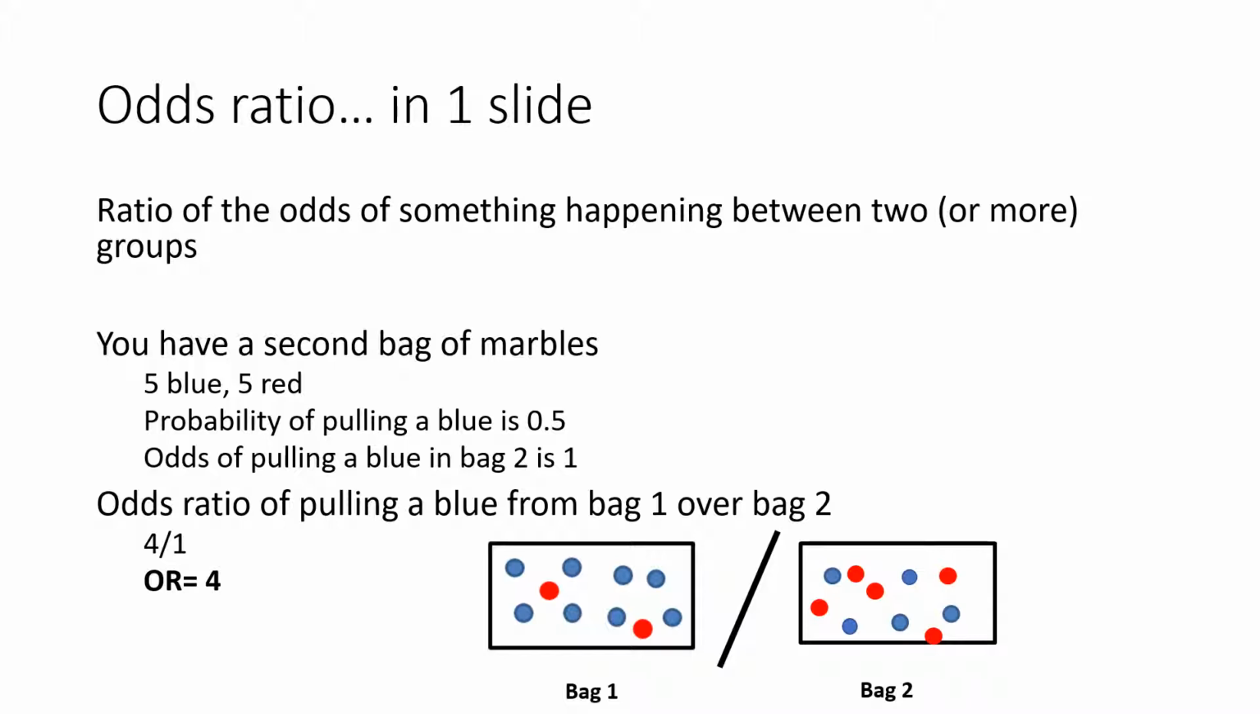And so the odds ratio, very, very briefly in one slide, is the ratio of the odds of something happening between 2 or more groups. So let's say now we get a second bag of marbles. 5 are blue and 5 are red. So the probability of pulling a blue in this bag number 2 is 0.5. 5 divided by 10, 0.5. What are the odds of pulling a blue in bag 2? It's 1, because 0.5 divided by 0.5 equals 1. So our odds ratio of pulling a blue from bag 1 over bag 2 is 4.